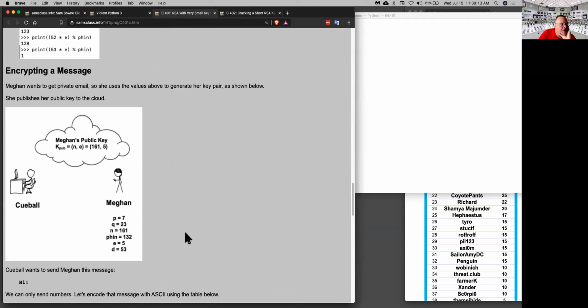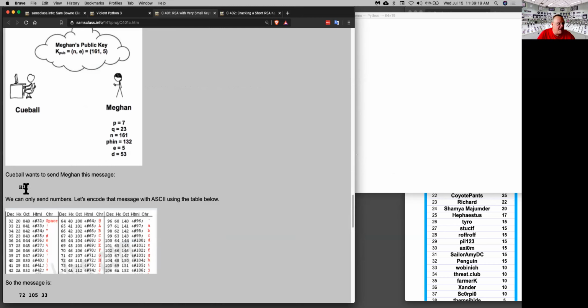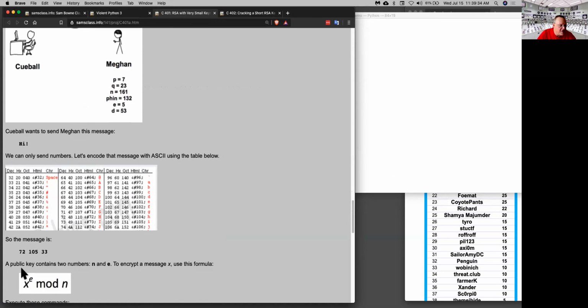So now you can encrypt a message. You can only encrypt numbers, but as we know, everything is numbers in a computer anyway. So I want to send this message hi. So I'm going to use a very simple system where I encrypt the characters one by one with ASCII. So a capital H is 72, and a lowercase i is 105, and an exclamation point is 33. So there's my message, 3 numbers.